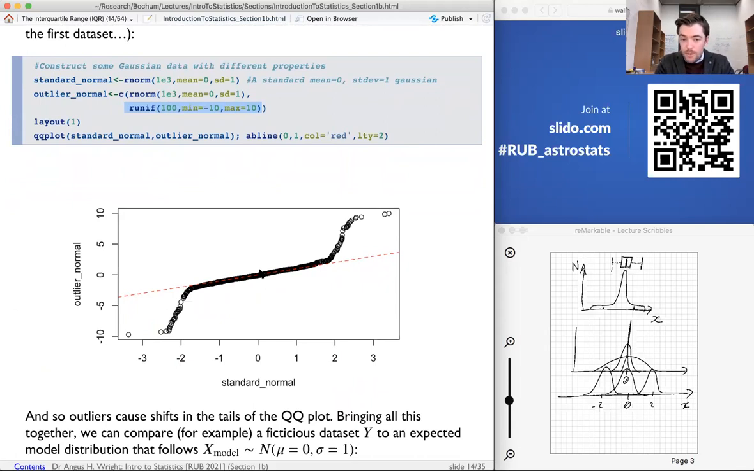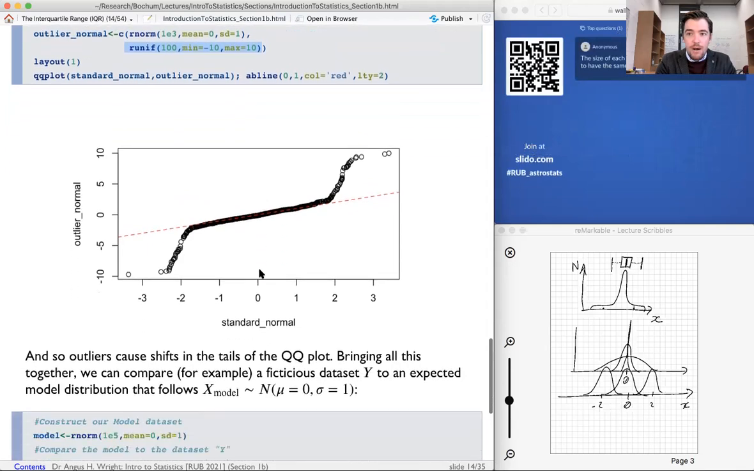So the QQ plot is extremely powerful. It tells you the difference in mean statistics, median statistics, the standard deviation, the scatter, the dispersion, and the outlier rate, all in a very, very visual manner.